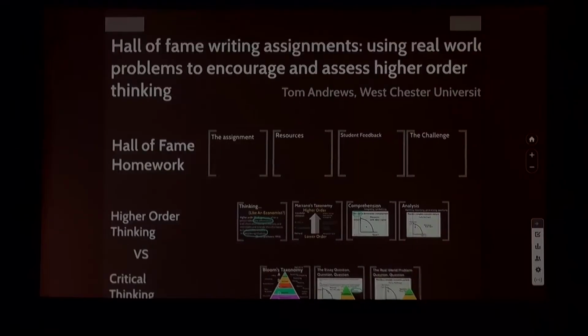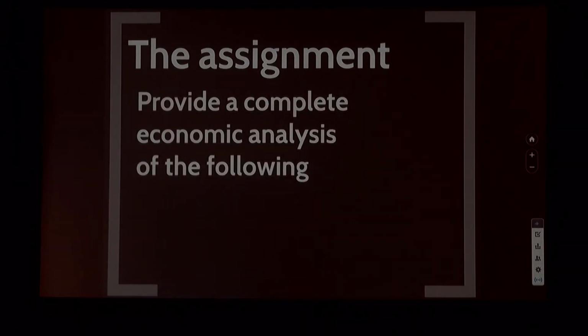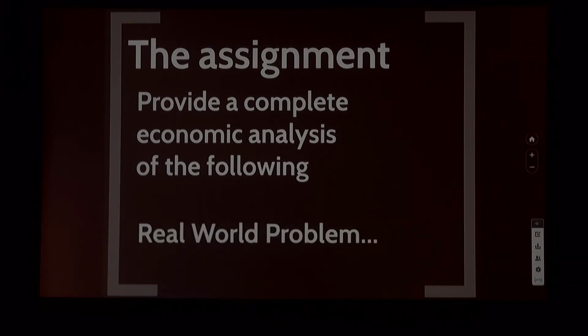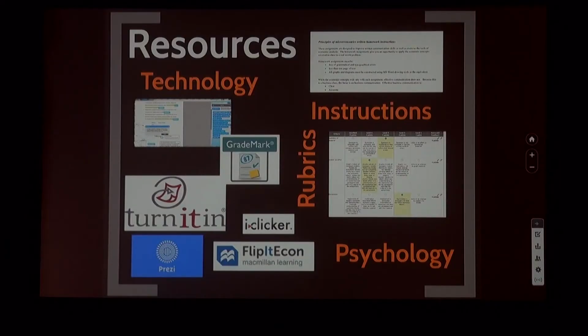So that sort of forms the core of what I'm thinking for a Hall of Fame homework assignment. The assignment is simple. Provide a complete economic analysis of the following, and then you hit them with a real-world problem. After that, it's really hard, because you get back information that you weren't expecting, and you have to come to grips with your failure as an instructor and look at how to improve what you're doing in the classroom. Fortunately, we have tremendous resources now.